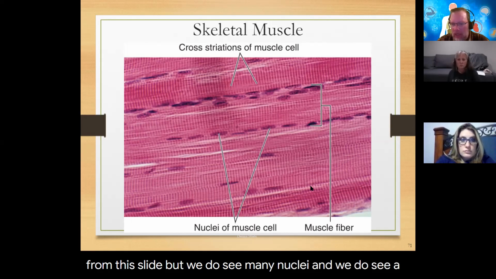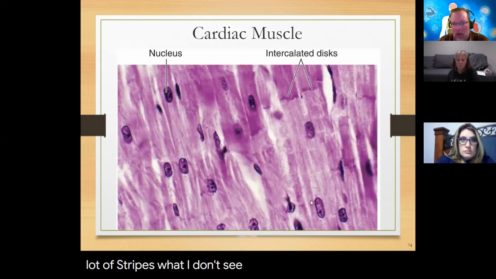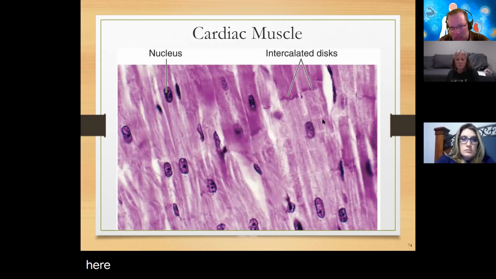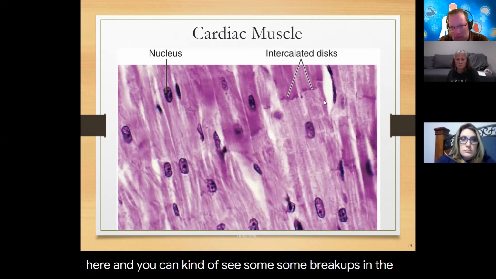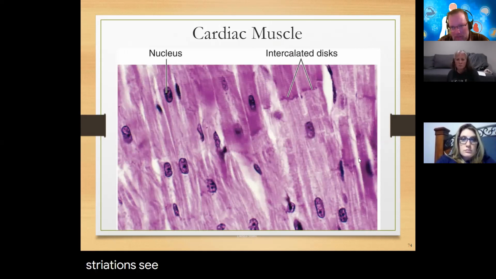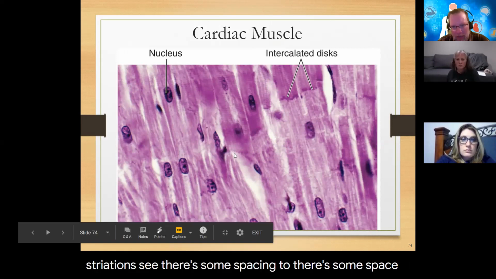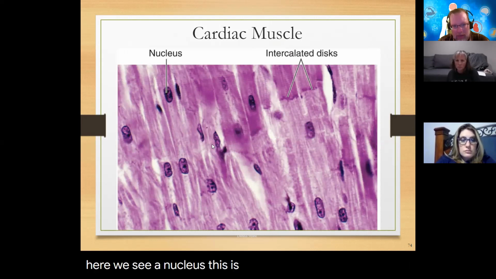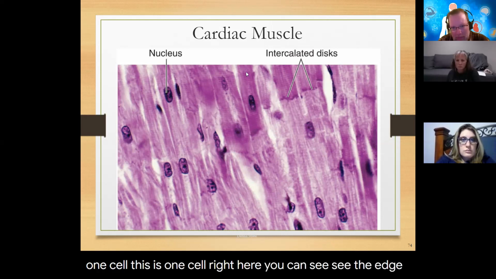What I don't see with heart is some of these little extras. We see these kind of jagged, dark, groovy lines in here. And you can kind of see some breakups in the striations. See, there's some spacing too. There's some spacing here. We see a nucleus. This is one cell. This is one cell. This is one cell. This is one cell right here. You can see the edge of it and the edge of it.